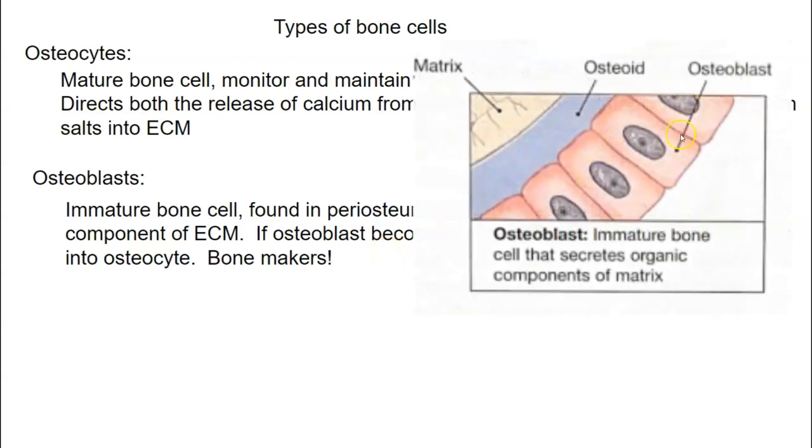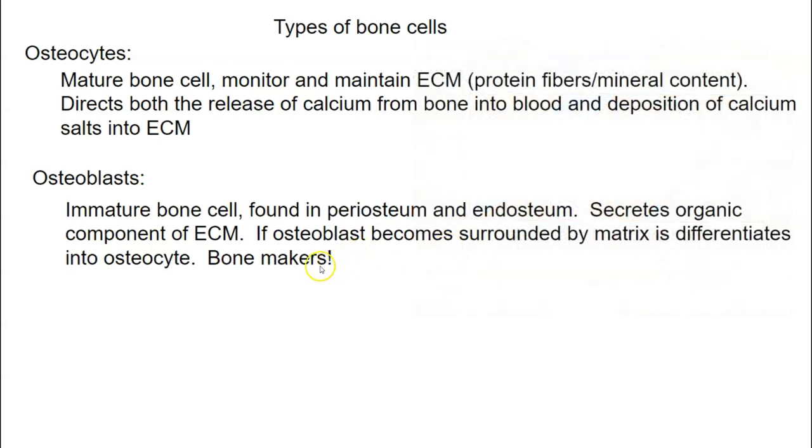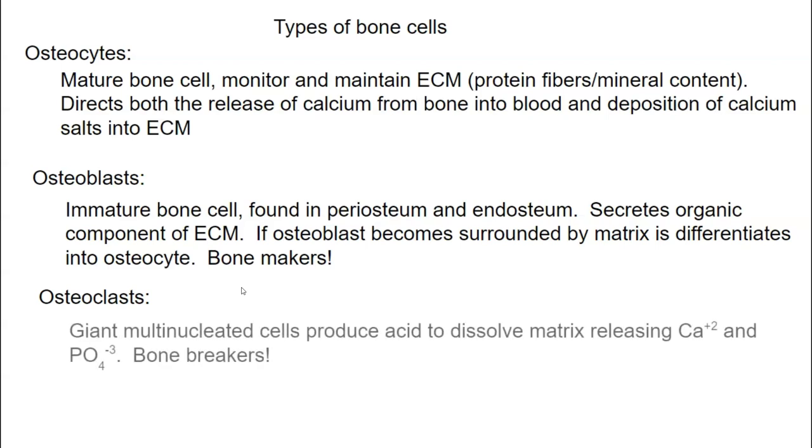So here's a cartoon drawing of some osteoblasts. The takeaway here, though, is that the osteoblasts are the bone makers. They lay down some of the extracellular matrix. Then we have osteoclasts. Those sort of do the opposite of the osteoblasts. They're giant multinucleated cells, and they produce acid to dissolve the matrix. And when they dissolve the matrix, it releases calcium ions and phosphate ions back into the blood. So you can think about osteoclasts being the bone breakers.